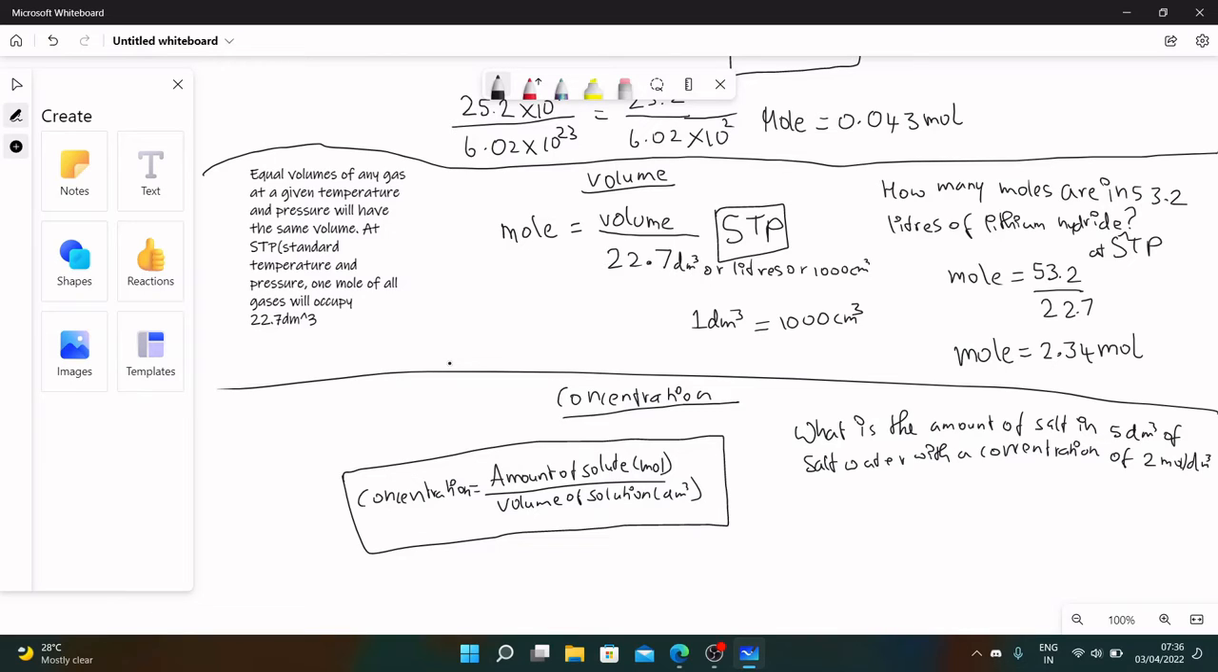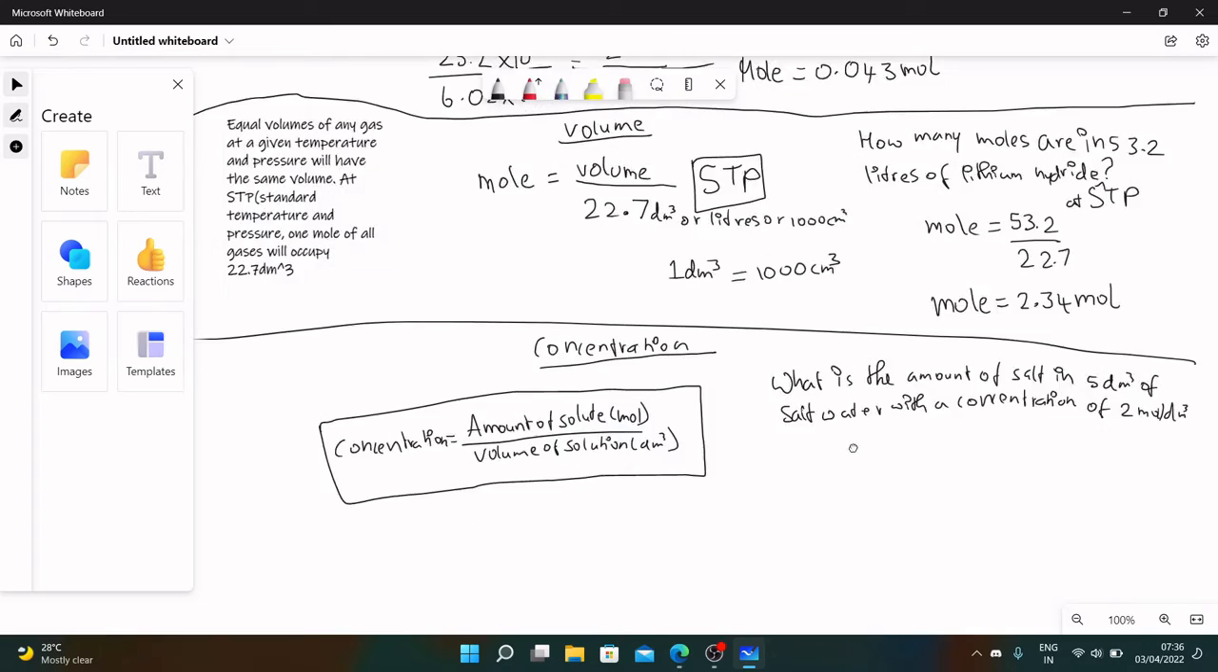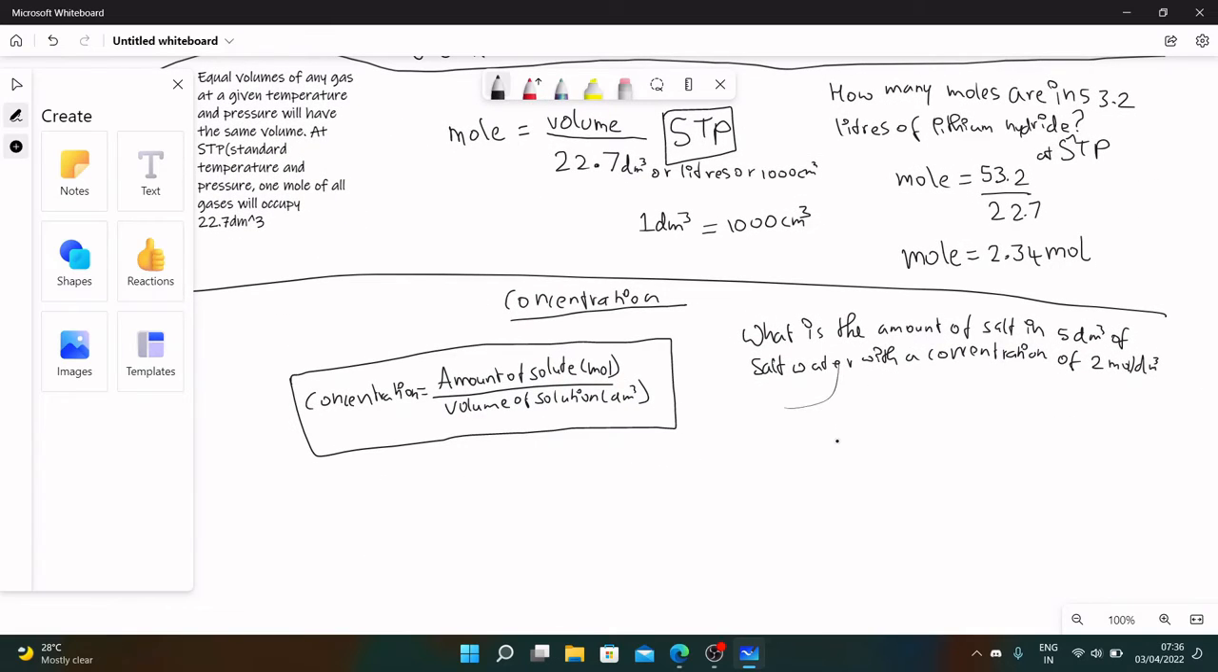2 moles per dm cube. So what are the two values we have over here? We have the volume of solution, that's 5 dm cube, and we have the concentration, that is 2. We need to find out the amount of solute.